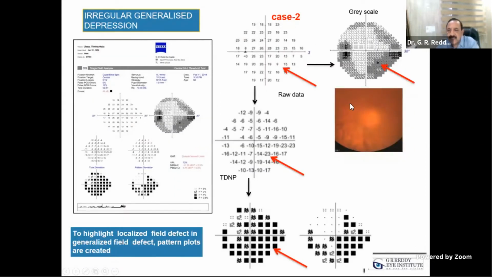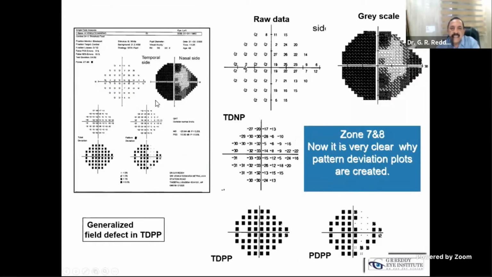This is another patient with a cataract, hazy media, with an indication of a nerve fiber defect here. And the loss of retinal sensitivity is -9, raw data 13, 12, 16. It is appreciated in the grayscale, appreciated in the total deviation numerical plot, but masked in the generalized depression of the total deviation probability plot, and highlighted in the pattern plots. So the localized scotoma is masked in the generalized depression; to appreciate it, pattern plots are created. This is a hemianopic field defect appreciated in the raw data.